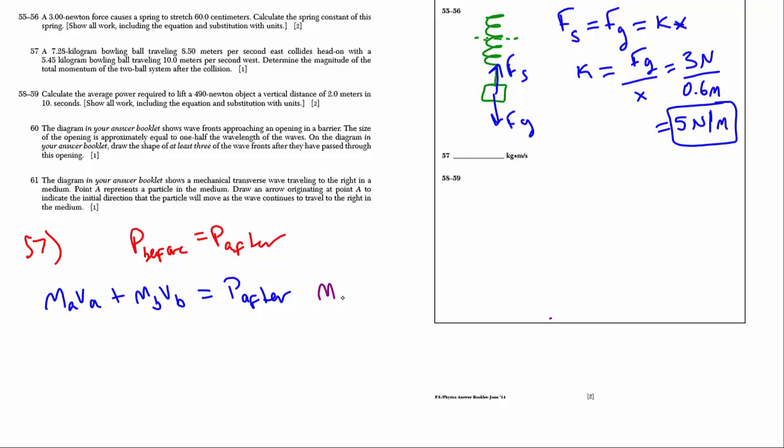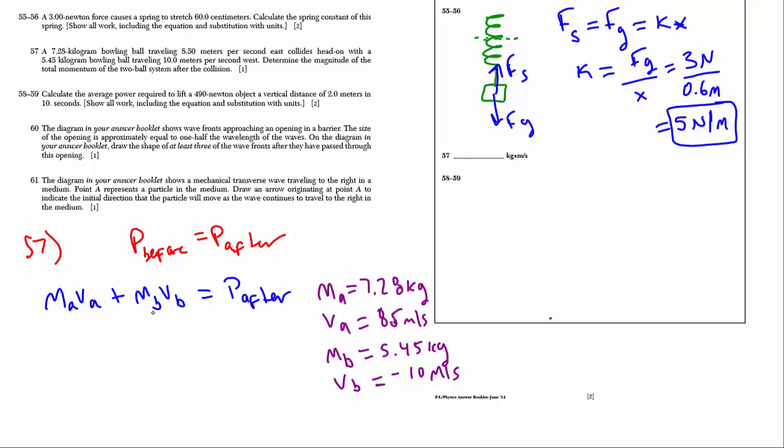So I'm going to say the mass of object A is 7.28 kilograms. The velocity of object A is 8.5 meters per second. That's east, so it's positive. Object B is 5.45 kilograms, and velocity B is west, so it's going to be negative 10 meters per second. I got to be careful to carry that negative over when I plug it in.